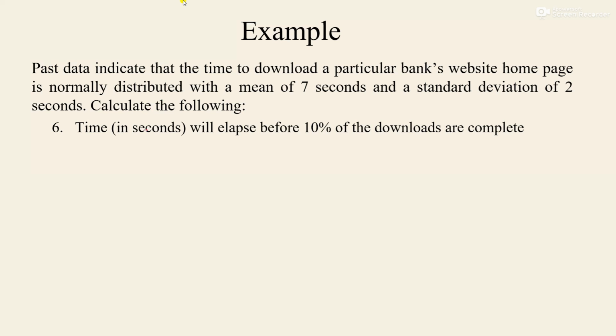The same problem. What time in seconds will elapse before 10% of the downloads are complete? Before 10%, only a small amount of values, right? Before 10% means less than 10%. Here this 'before' means less than. What is the time that will elapse before less than 10% of the download times are complete?